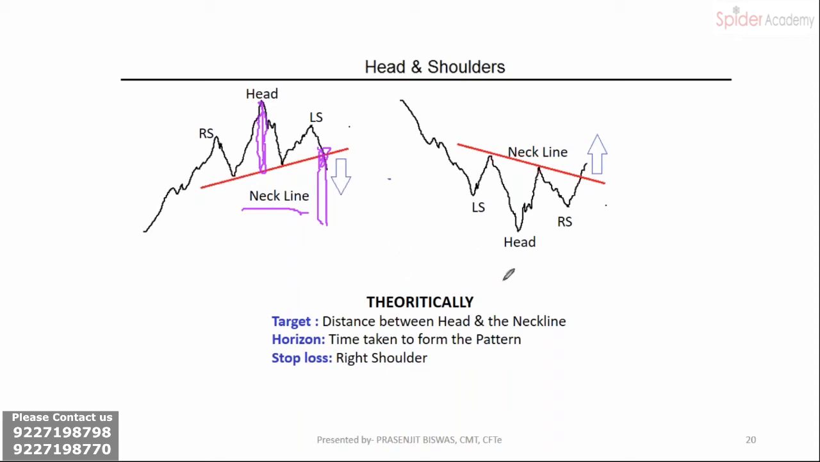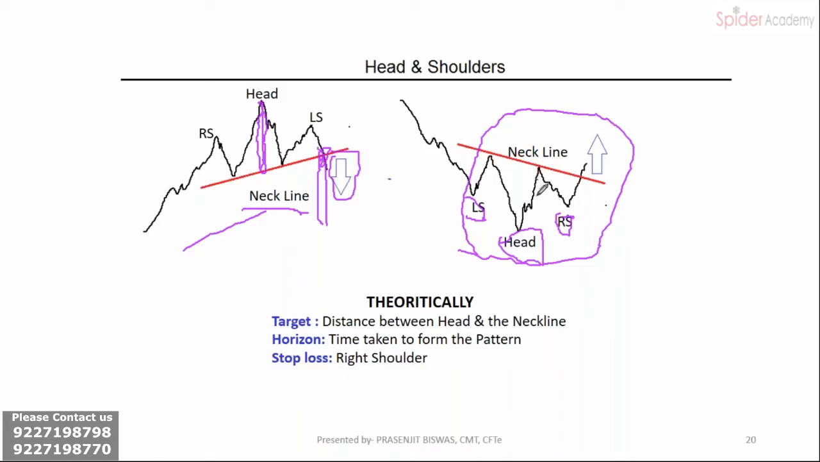Similarly, in the case of an inverted head and shoulders, we call it inverted because it is upside down. Okay, so here the structure is that this is the head, this is the left shoulder, and this is the right shoulder. So this is a bullish formation, and this was a bearish formation. This was a bearish formation, as you can see, right? But this is a bullish setup.